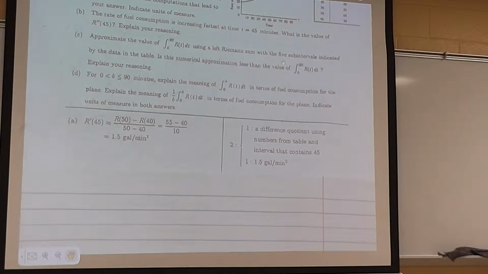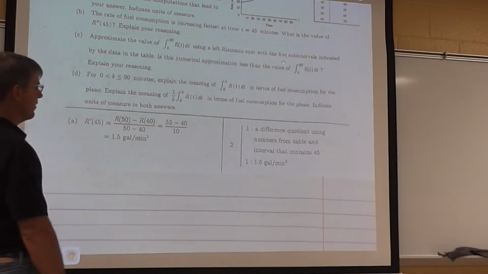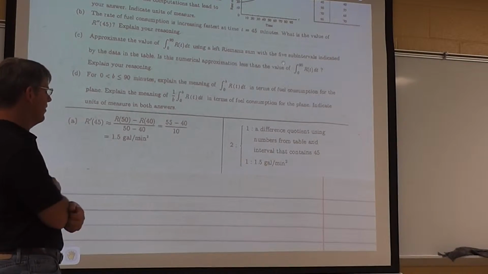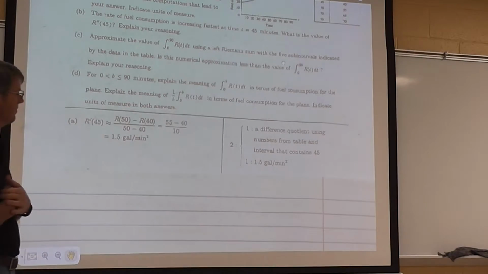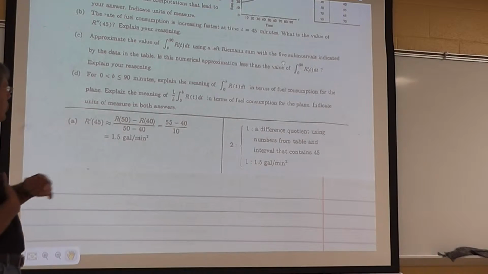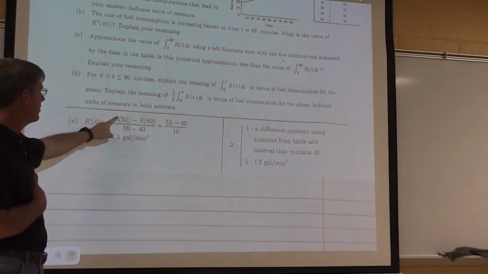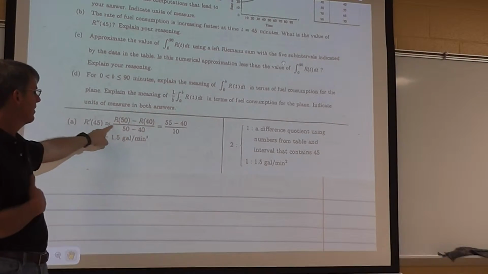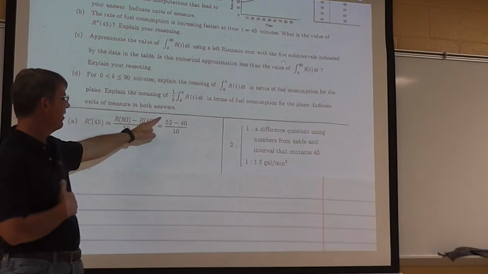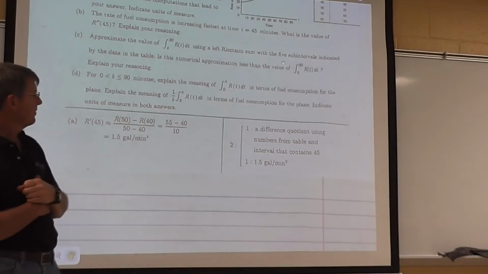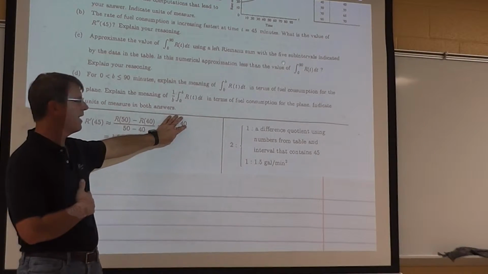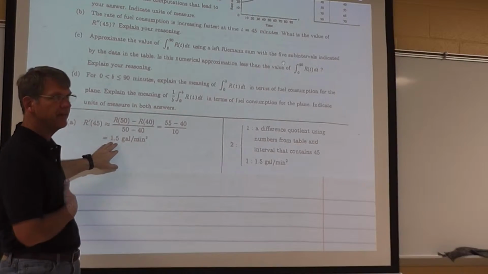You'll earn 1 point for using the difference quotient and numbers from the table and an interval that contains 45. That's between 40 and 50. If you just did this, it's not going to be enough. You have to put the actual values of R50 and R40 in there, and you can leave your answer without simplifying it to be 1.5.